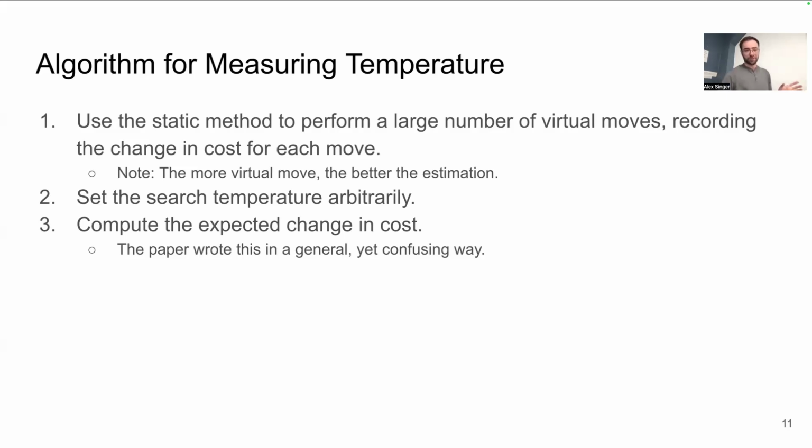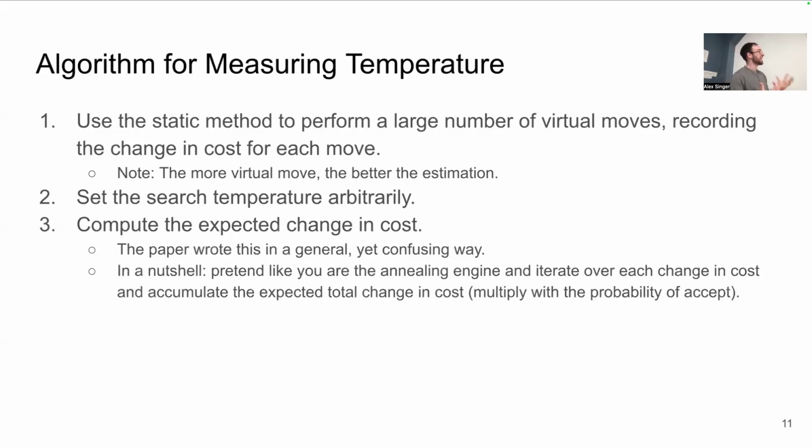And the more straightforward way of doing this is just pretend like you're the annealing engine. For every delta C you've seen, don't roll the dice, but get the expected value for each one. So for example, if the delta C is 2, then the expected change in cost is 2 times e to the power of -2 over whatever temperature you chose. And you go through that for every single one and you sum them together. That will be your expected change in cost.